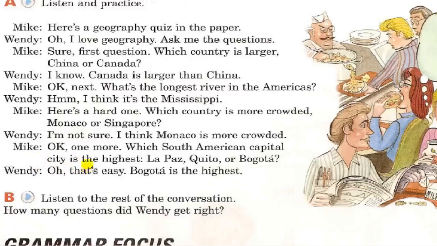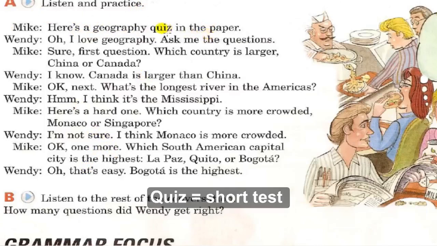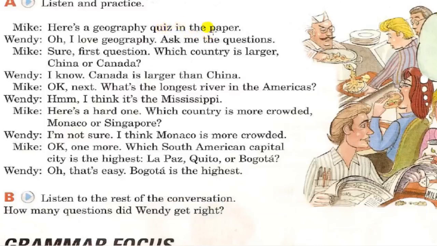Conversation: Which is larger? Listen and practice. Listen and repeat. Here is a geography quiz in the paper. Quiz means a short test, a small test. Paper means newspaper. Oh, I love geography. Ask me the questions. Sure. First question. Which country is larger, China or Canada? I know. Canada is larger than China.